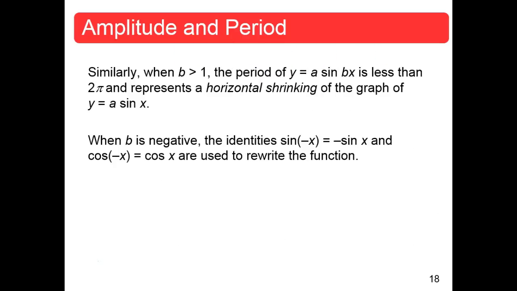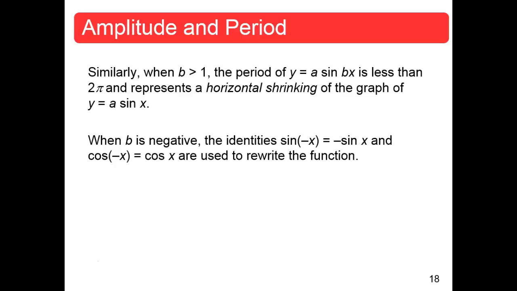Similarly, when b is greater than 1, in other words, multiplying by a larger factor, then the period of y equals a sine bx is now less than 2 pi, because you're taking 2 pi and dividing it by b, which is greater than 1, and you make a smaller number. Okay, so that's a horizontal shrinking of the graph.